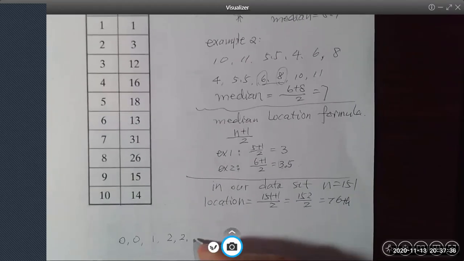So 3 twos, and 12 threes. I'm going to write the 12 threes. This is for the purpose of teaching. After you understand that, you don't need any of this.